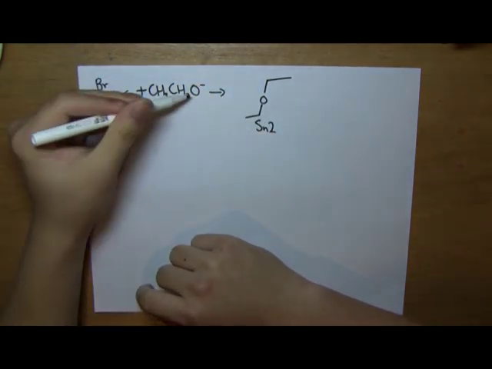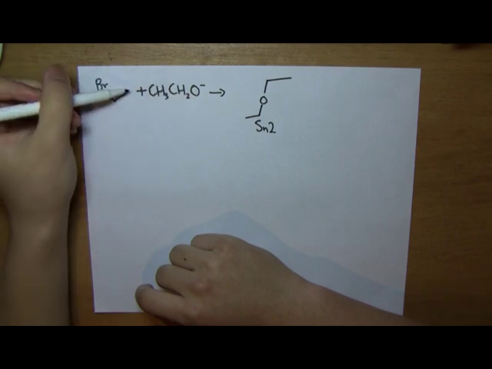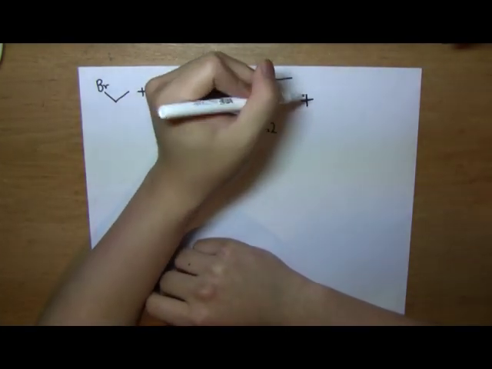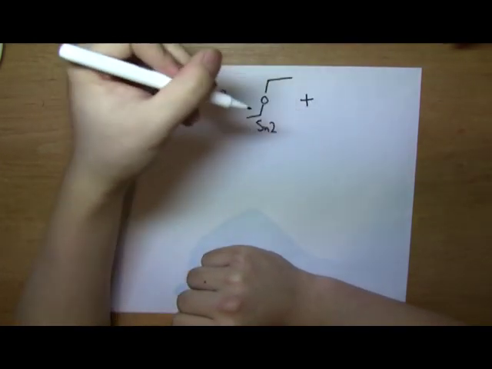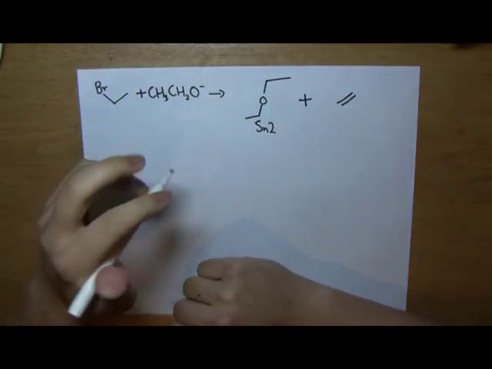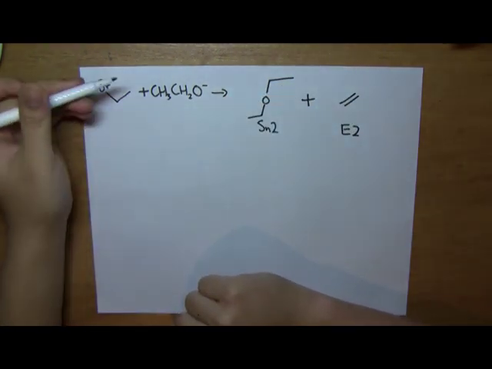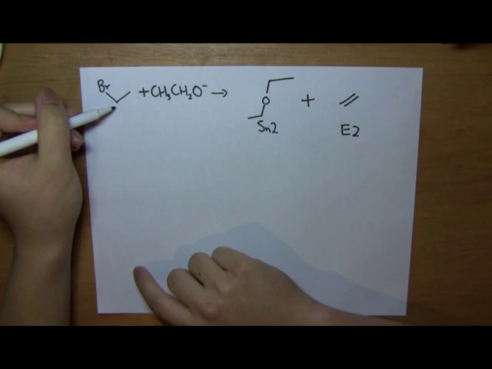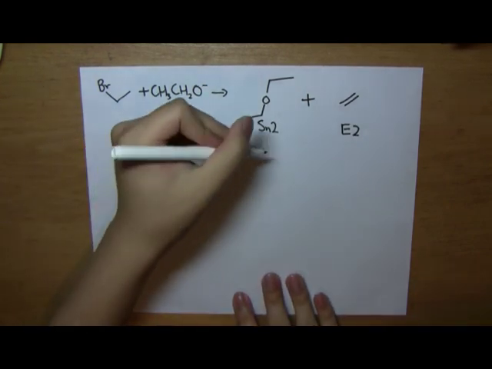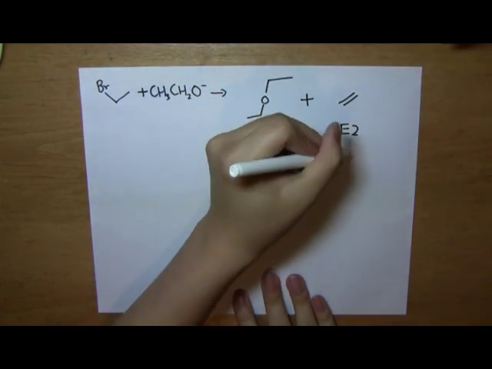However, because this is a strong base, we can also have it do elimination, in which we have this act as a base, taking off one of the hydrogens from this carbon, forming this product, ethene. Now, because it's fairly easy for this nucleophile to attack this carbon, the majority of the product would be this. So in this case, it would be about 90% SN2 and only about 10% E2.